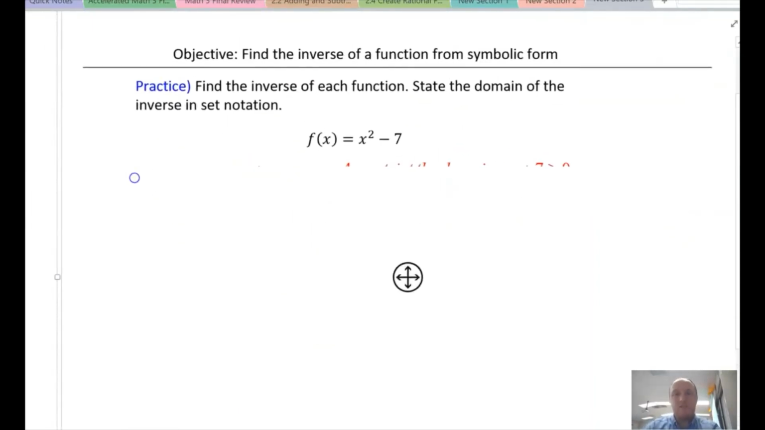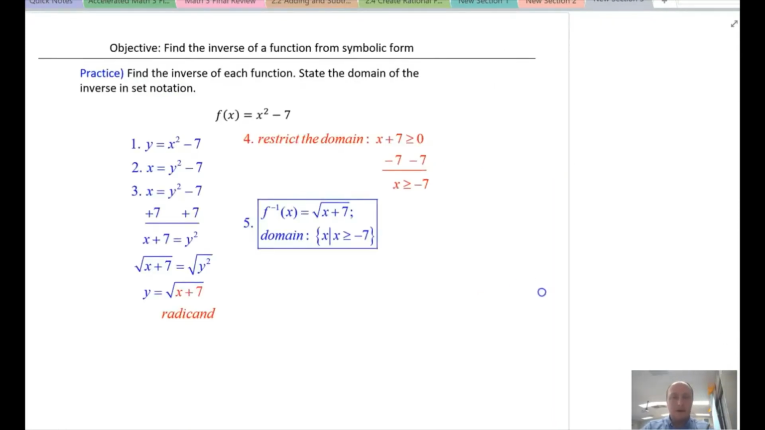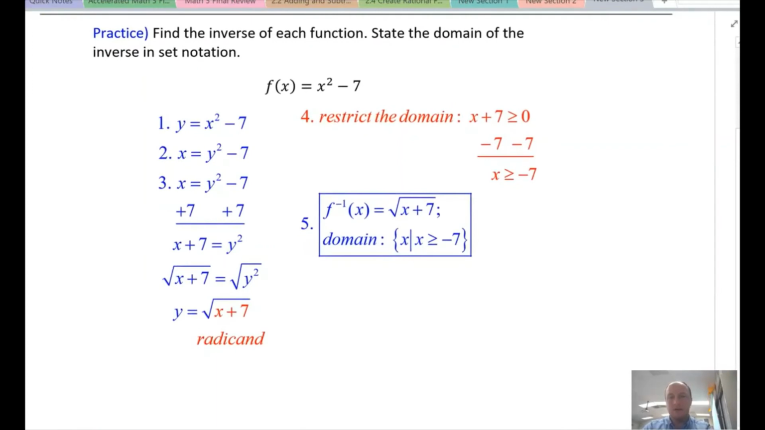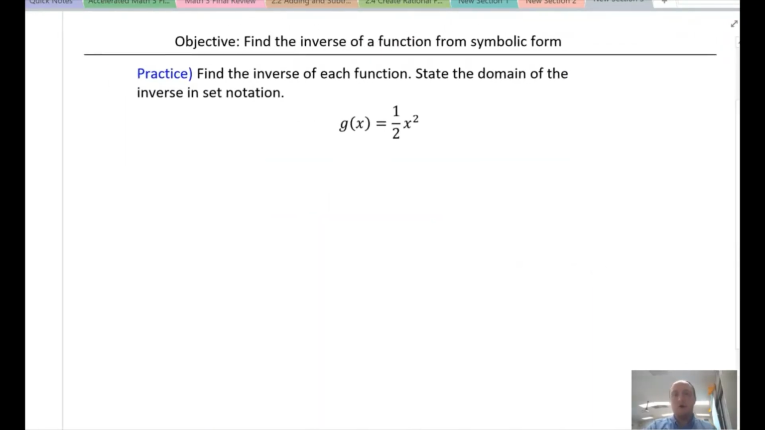Please go ahead, pause the video, try this example, and then check the answers here. Okay, here are your answers. Did you get it? All right, one more. Here you go, last example for quadratics. Okay, hopefully you found the answer, and here is the solution.